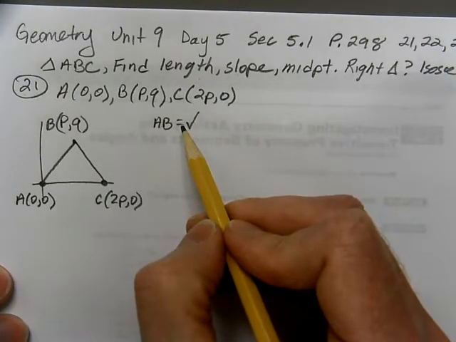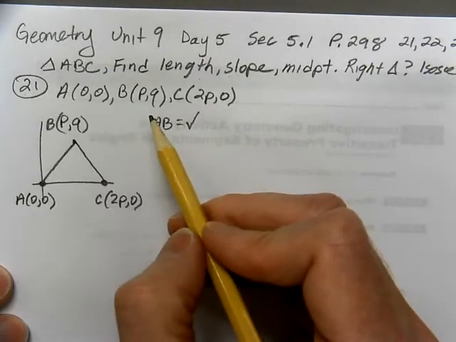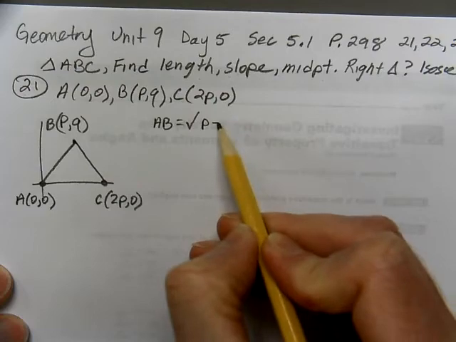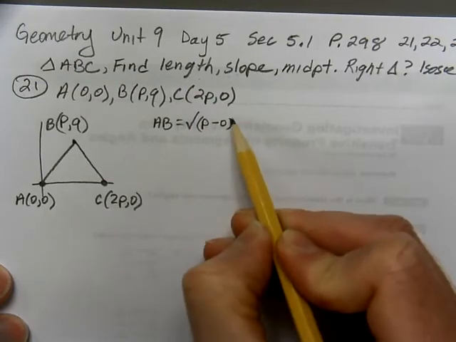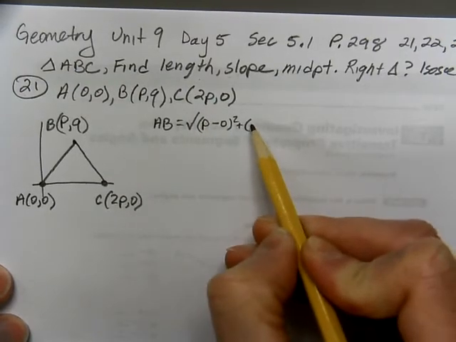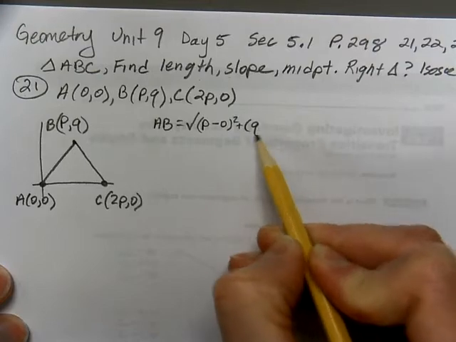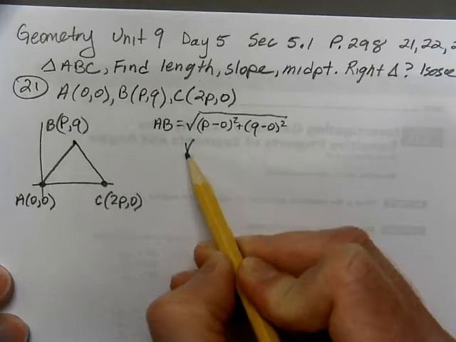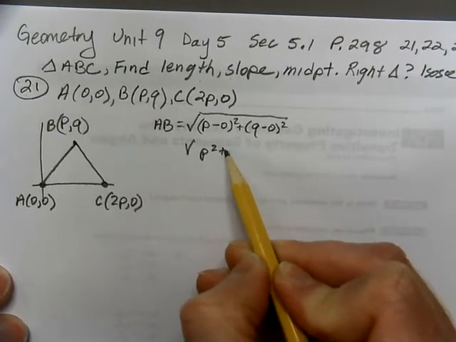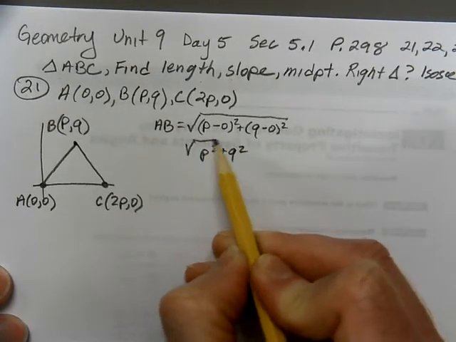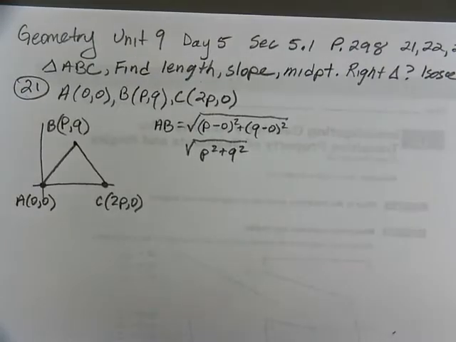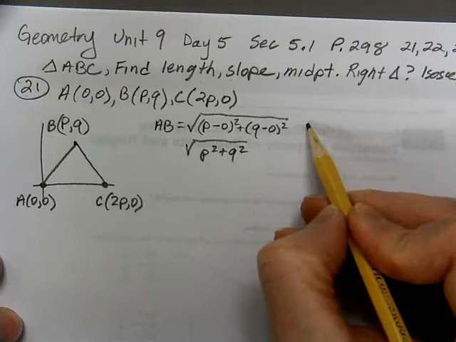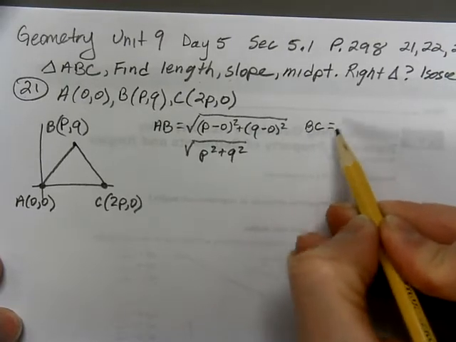So we're going to use our distance formula, which is x2 minus x1 and y2 minus y1. So that leaves us with p squared plus q squared. Now let's find the length of BC.